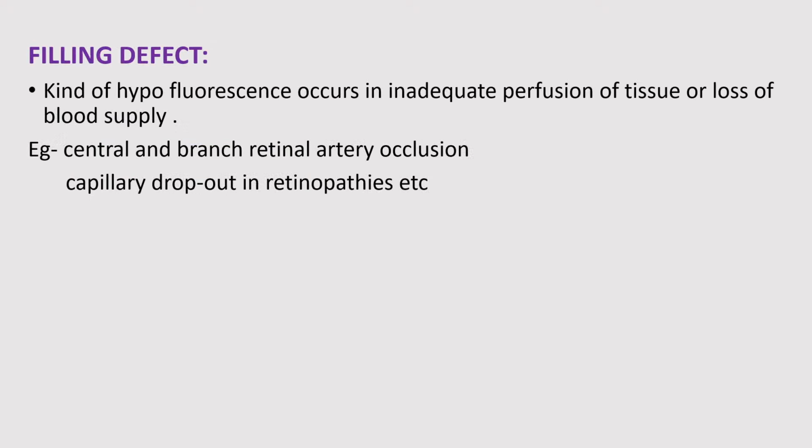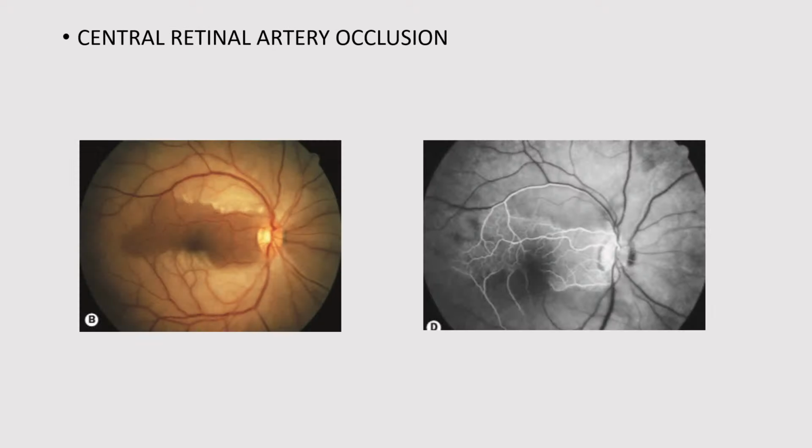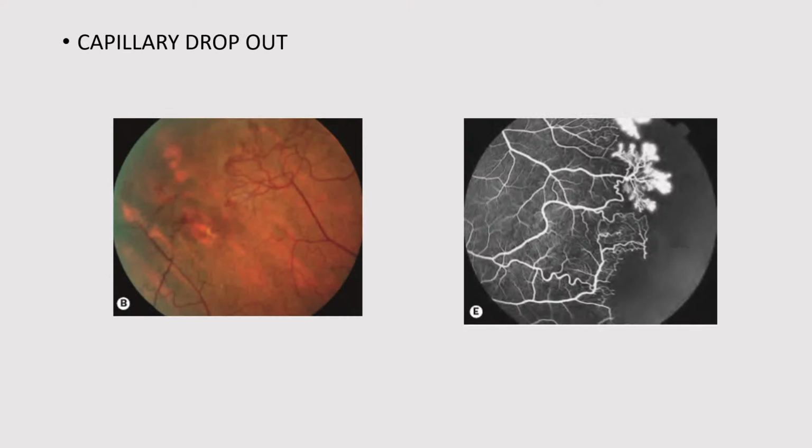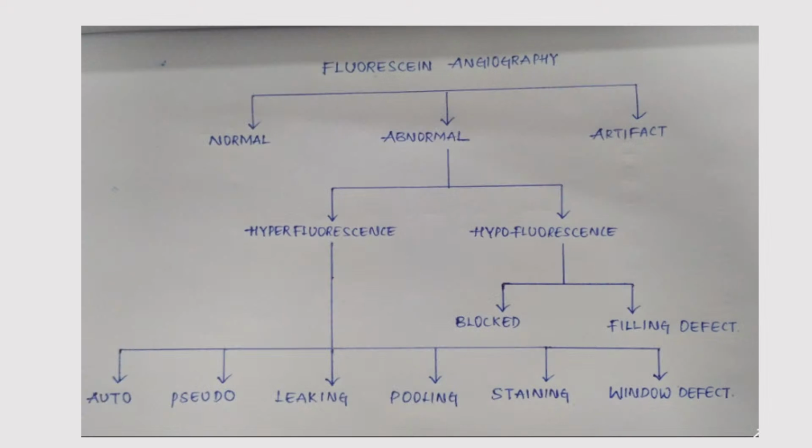Filling defect: a kind of hypofluorescence occurring in inadequate perfusion of tissue or loss of blood supply, in central and branch retinal artery occlusion, capillary dropout in retinopathies. Filling defects we can see in these conditions. Central retinal artery occlusion, branch retinal artery occlusion, capillary dropout conditions like in case of diabetic retinopathy.